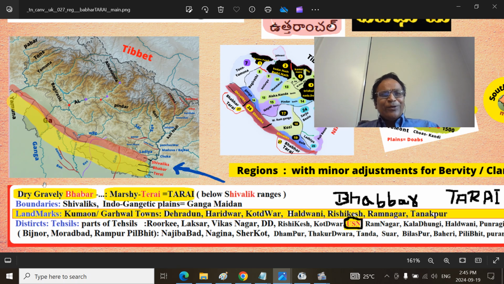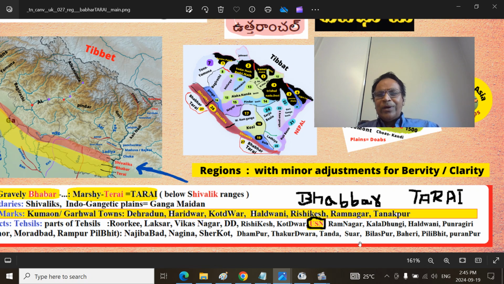These are political boundary lines the leaders draw; nature is irrelevant to that. So Bijnor district, Moradabad district, Rampur district, Pilibhit and all those areas also have the Tarai and parts of Bhabar, that is Najibabad, Nagina, Sherkot and Dhampur, Thakurdwara, Tanda, Suar and Bilaspur and Baheri, Pilibhit and Puranpur and those areas.